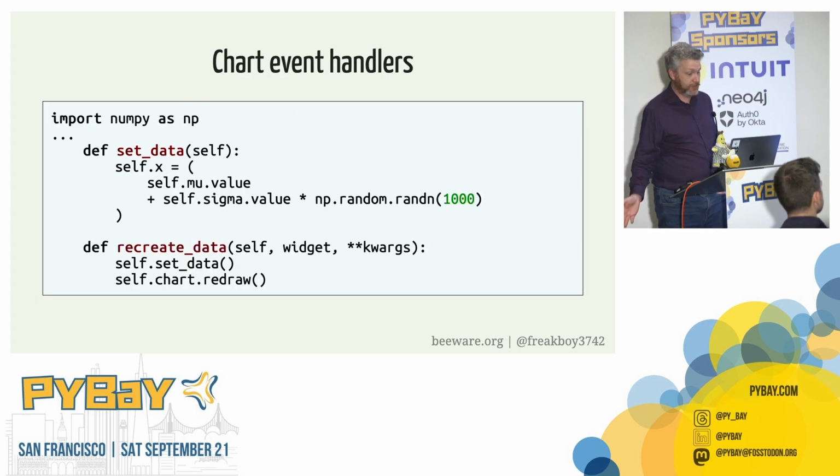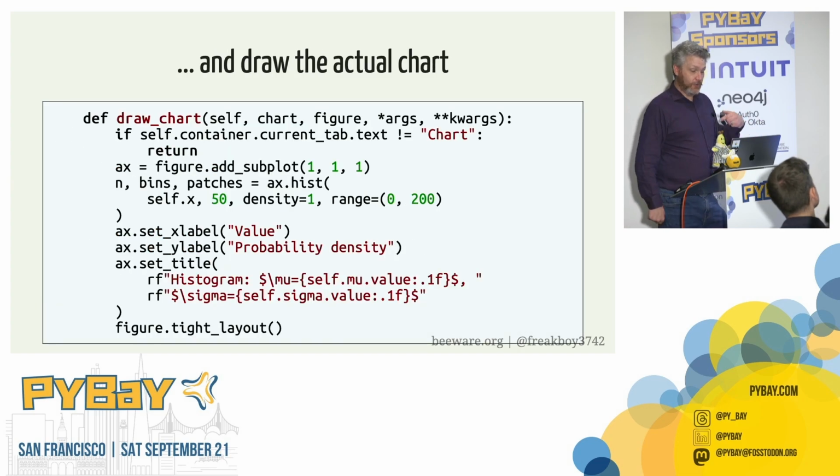We need a setData method to define a data series, just call NumPy to go and generate a random distribution using the current value of mu and sigma to adjust the values of the random distribution. And we have a recreateData handler that will reevaluate the data, get a new set of data, and then tell the chart to redraw itself. Now, just as with the button press handler, the first argument is the widget that generated the event. Again, we don't care which widget generated the event, but if we did care, the detail is there to use if we want.